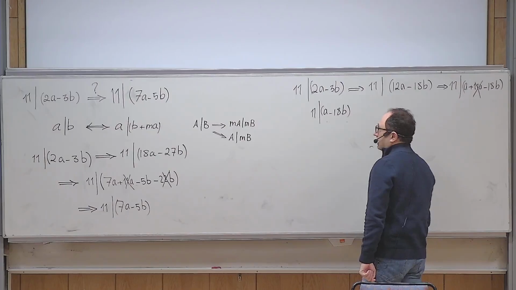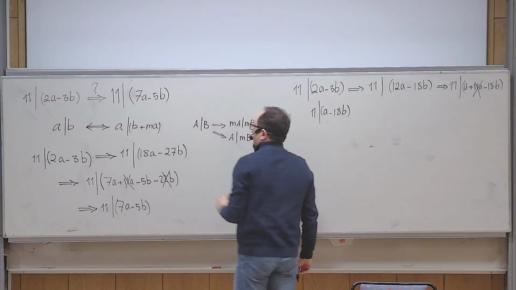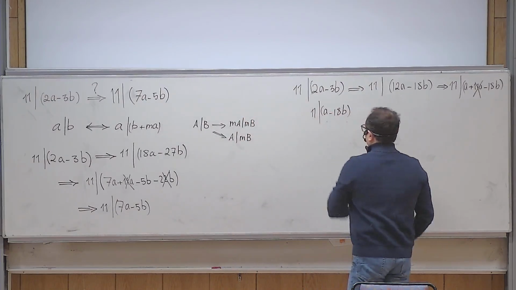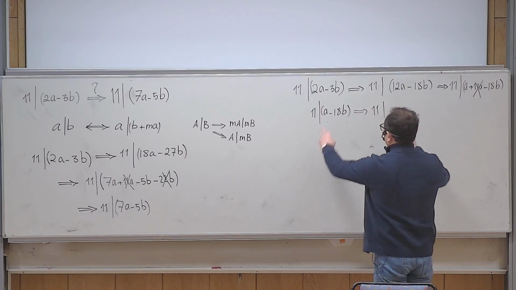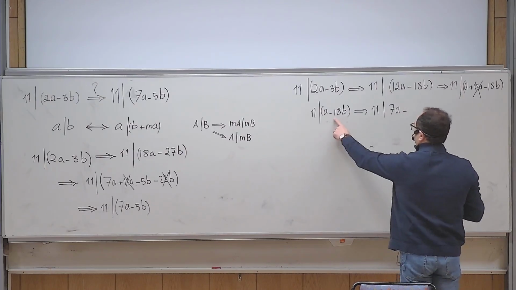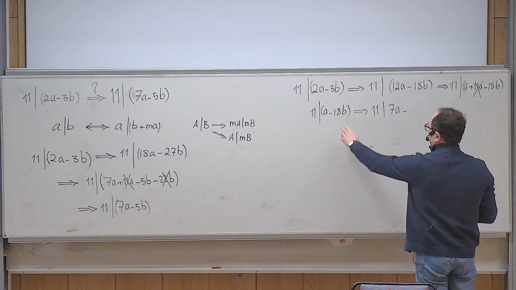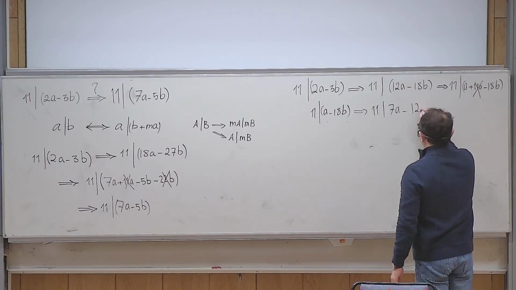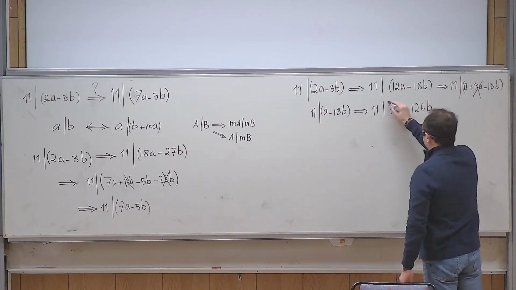Okay, and then I ask myself, what do I need? I do not need a, I need 7a. Okay, then I multiply everything by 7. So 11 divides, I only multiply the right-hand side by 7. And if I multiply 7 here, it becomes 70. And this one is 126b. Okay, this is what I have.